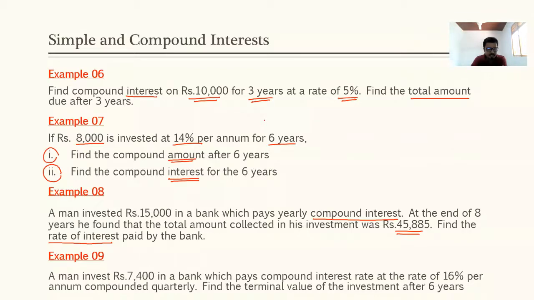What does it say? A man invests 7,400 rupees in a bank which pays compound interest at the rate of 16% per annum. Principal amount is given, compound interest rate is given, 16% per annum, compounded quarterly.